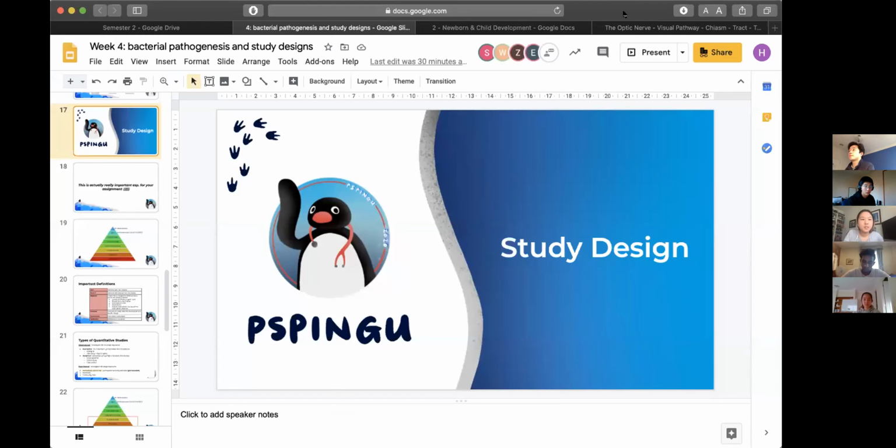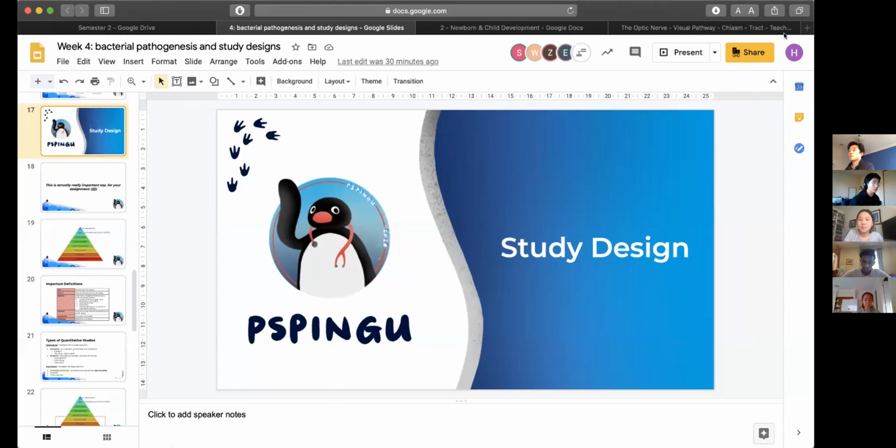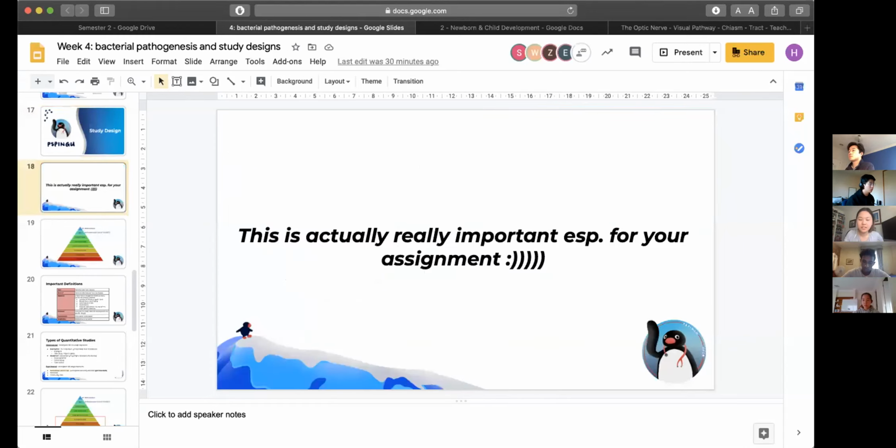So I'm going to be going through study design, which is really important, especially for your epi assignment, which I have no idea if they've told you about yet or not, but is really important for when you analyze. That being said, I'll make this really quick because you can just look at this from the slides, and a lot of this is stuff that you would probably already have general knowledge of.